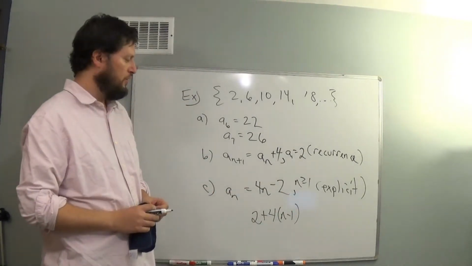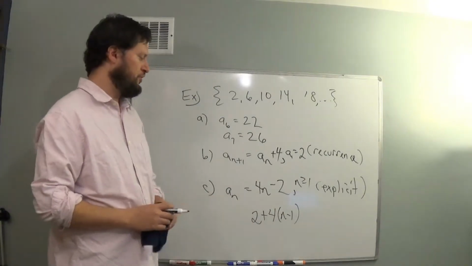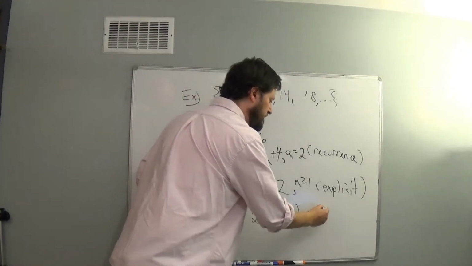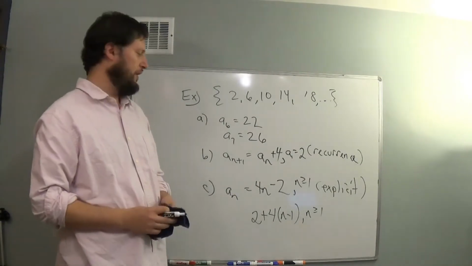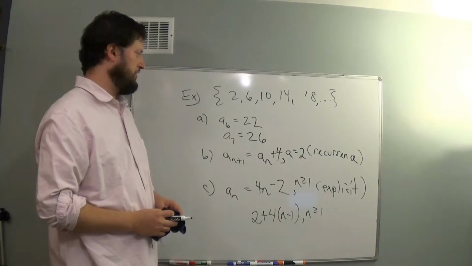I want that to be 0. So plugging 1 in for n will make that go away, leaving me with just 2. So that's a different way to write it. There are even other ways that you could write it. There's not just a single correct answer up here for part C.